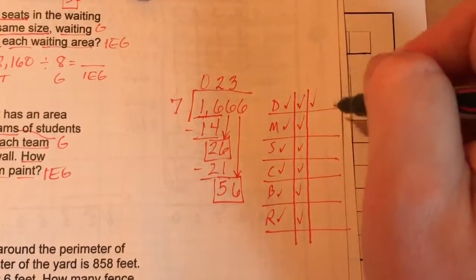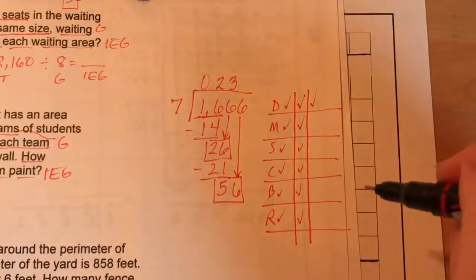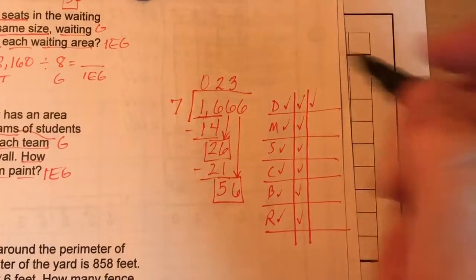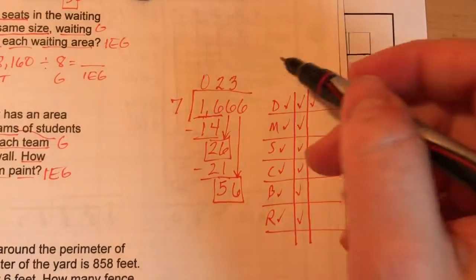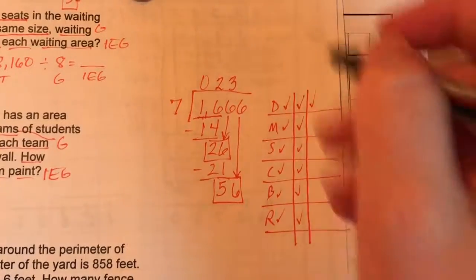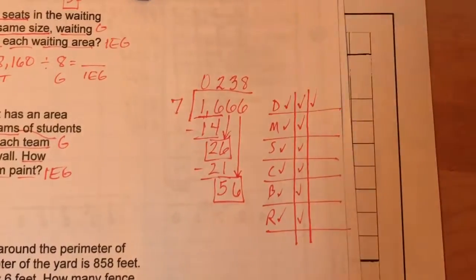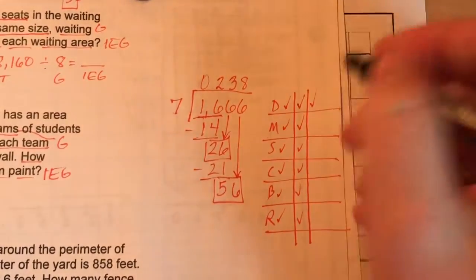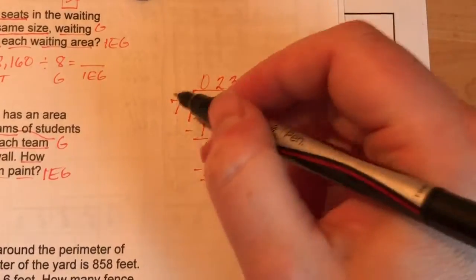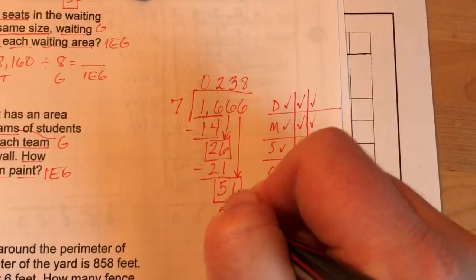All right, so determining again. 7 times what gets me close to 56? Ooh. Oh, that's an easy one. I know. 7 times 8 equals 56. Yay! All right, so we figured out that 8 has to go there. Lucky you. And we're going to multiply. Oh, 7 times 8 equals 56.